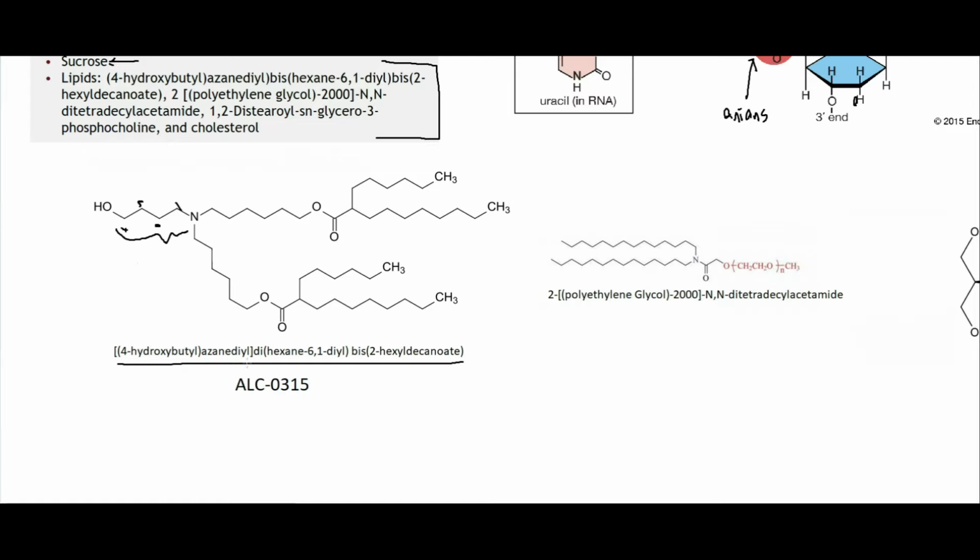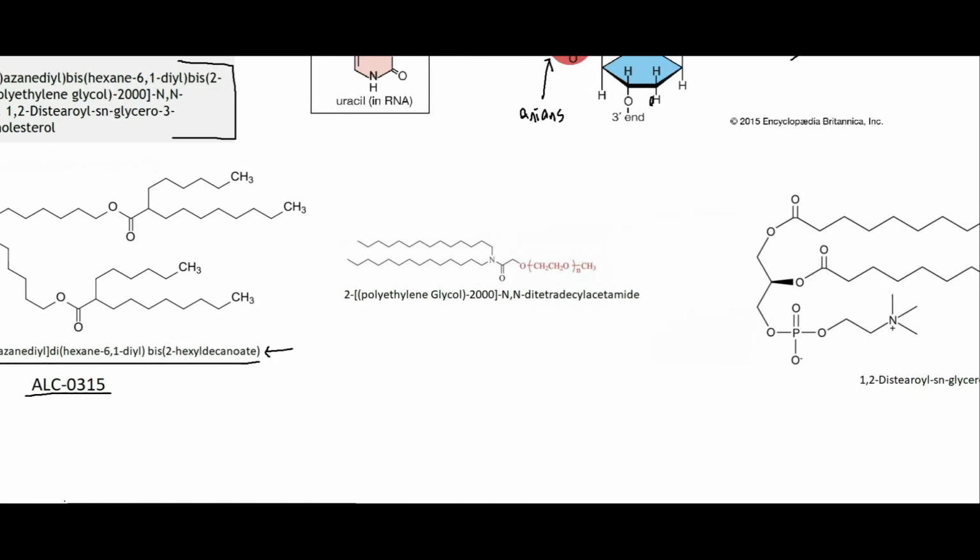I'm not going to go through naming conventions for organic molecules, but the point I'm making is that all this complicated stuff is supposed to tell a chemist what this molecule actually is. A person who knows what all this means would be able to draw the chemical structure just based on the name of it. But this is also often just called ALC-0315.